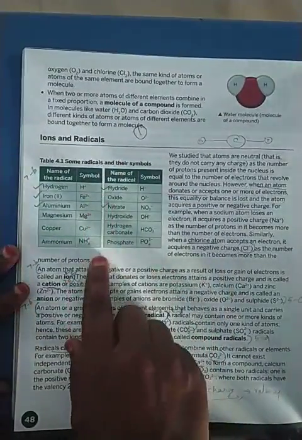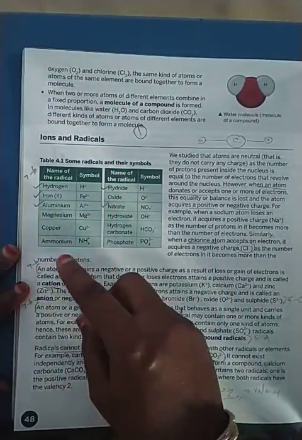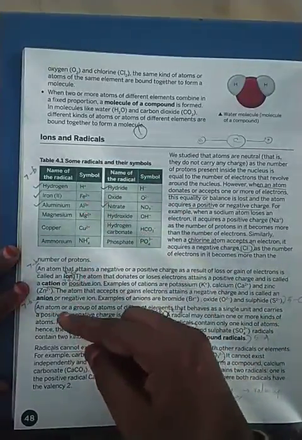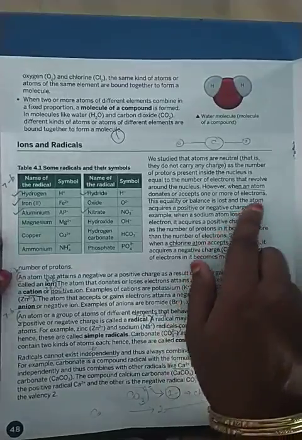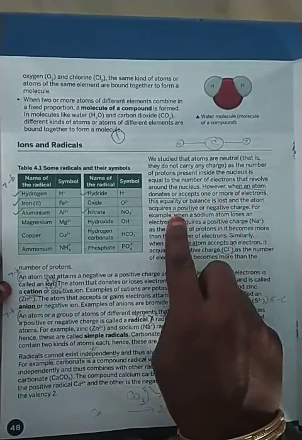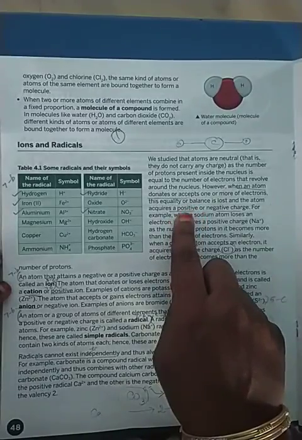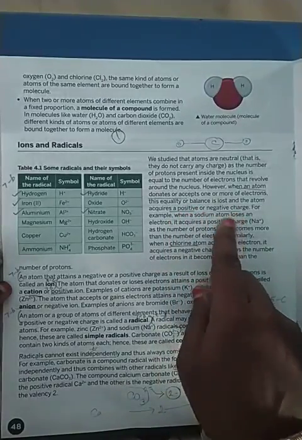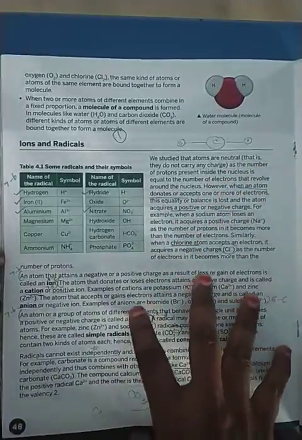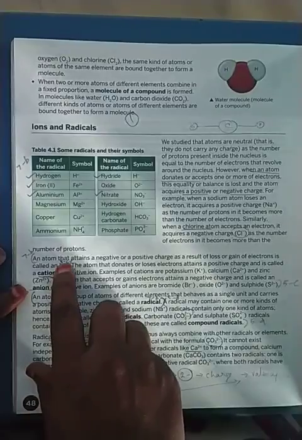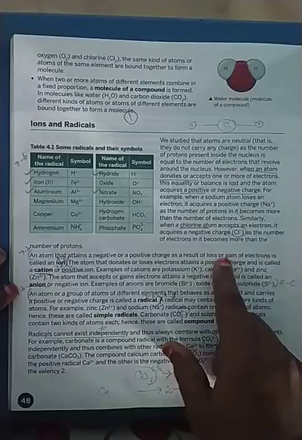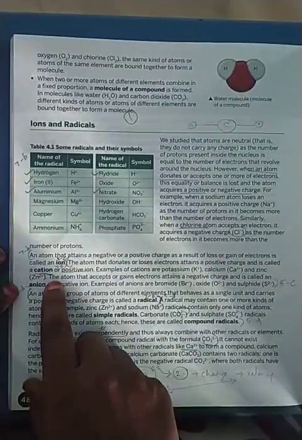Then coming to ions and radicals, we saw the electrons are moving from one energy level to another energy level. During the chemical reaction, when the atom is donating or accepting the electrons, we can say it is attaining the positive charge or the negative charge accordingly. If it is donating, it will attain positive charge. When it is accepting, it will attain the negative charge. So what is this? The charged atom, the atom that attains the charge as a result of loss or gain of electrons is called ion.